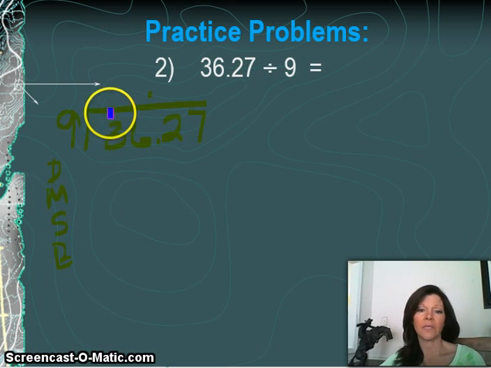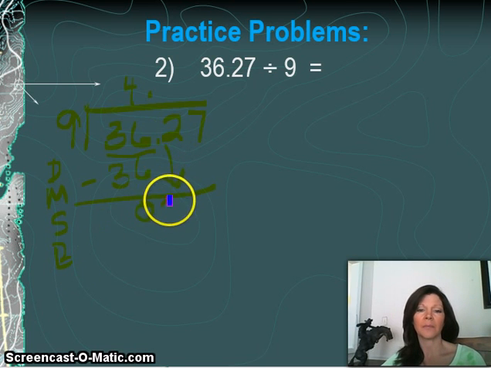9 can't divide into 3, so nothing goes above your 3. Think of your number sense. 9 divides into 36 4 times. I'm going to multiply. 9 times 4 is 36. My next step is to subtract. 36 minus 36 is 0. I'm going to bring down my 2.